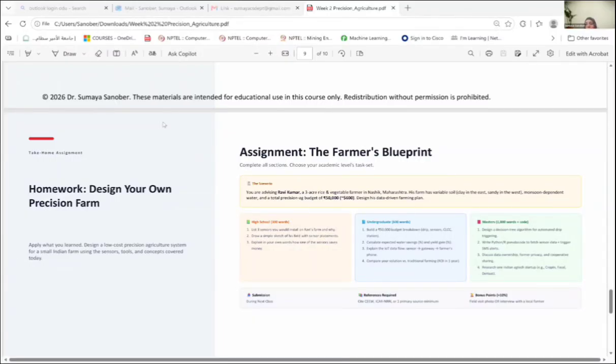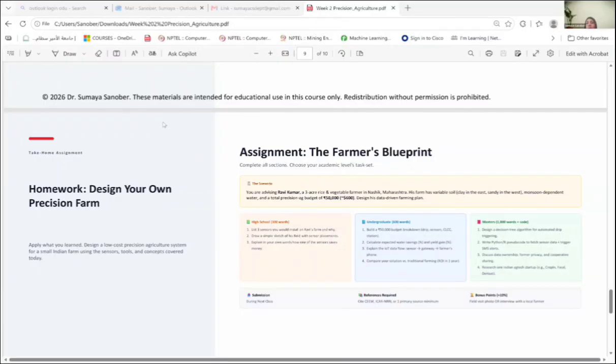So I have divided the task based on your level of understanding. I don't know how many of you are from high school, how many from undergraduate background and how many from graduate background. So based on whatever you feel easier, you can choose. First, we need to create a budget for items such as drip irrigation, soil sensors, leaf color chart, and a basic weather monitoring system.